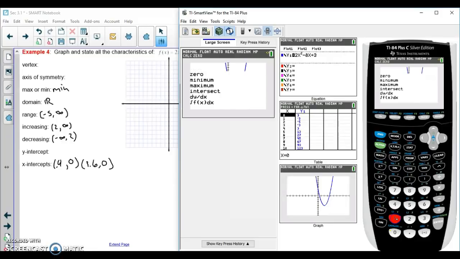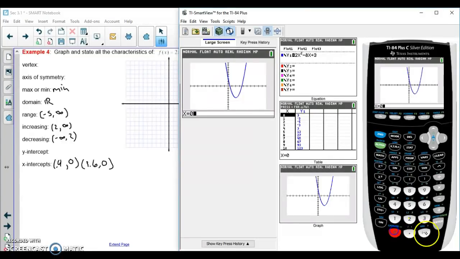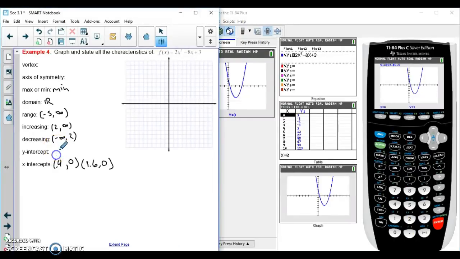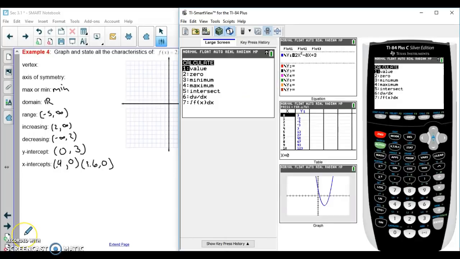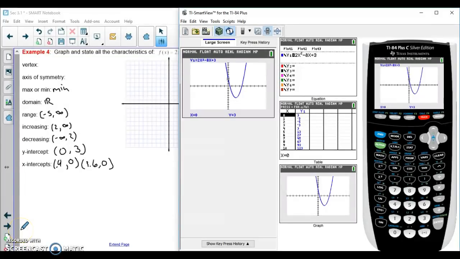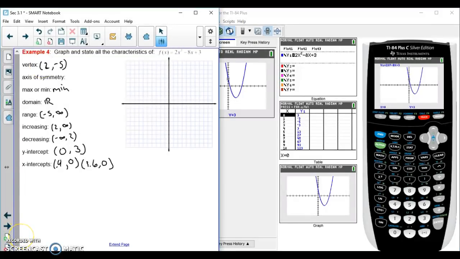You can find your y-intercept by doing second trace. You're looking for the value at x equals 0. That gives you y is at 3. The vertex can simply be found by doing second trace, and then you can find its minimum value, which I'll go ahead and give you. Axis of symmetry is simply where x equals 2.